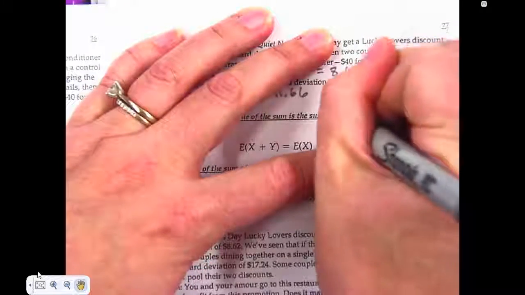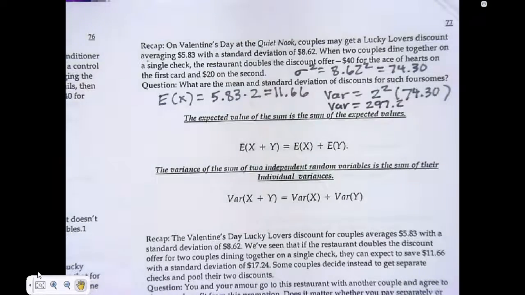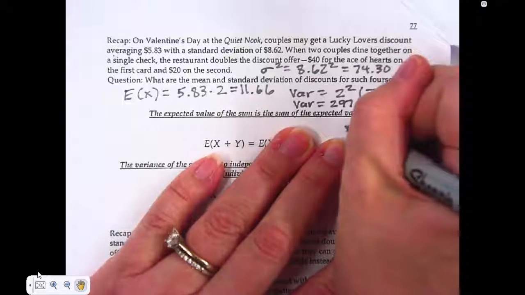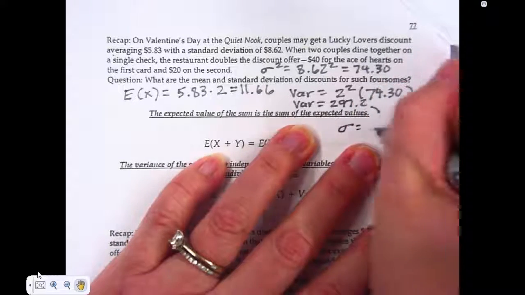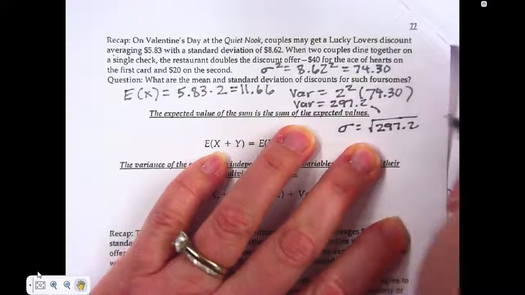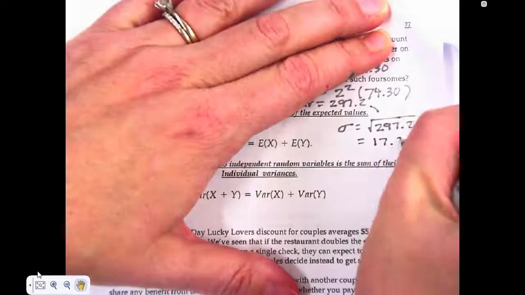Now, the problem is, did they want the new variance or the new standard deviation? They wanted the new standard deviation. So to get my new standard deviation, I need to take the square root of the 297.2. And so my new standard deviation is 17.24.